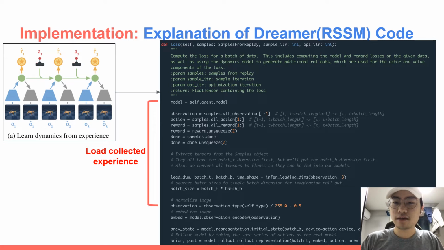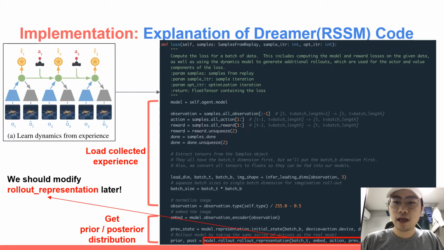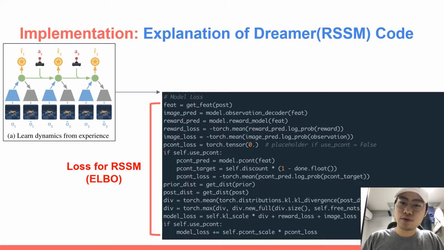In the loss function, it first loads collected experience. Then the representation model gets prior and posterior distribution by learning representation with the given experience. Later, we should modify the lower representation function. Using the prior and posterior distribution, image loss and divergence are calculated. Finally, the ELBO objective, which is used for optimizing RSSM, is calculated.